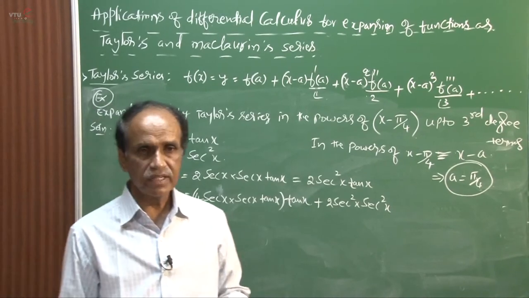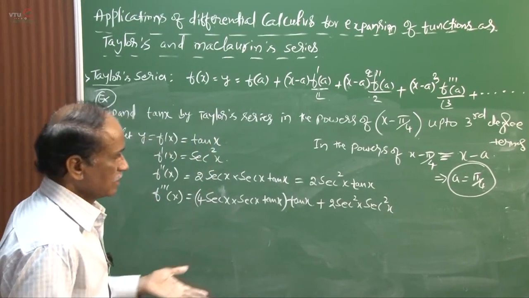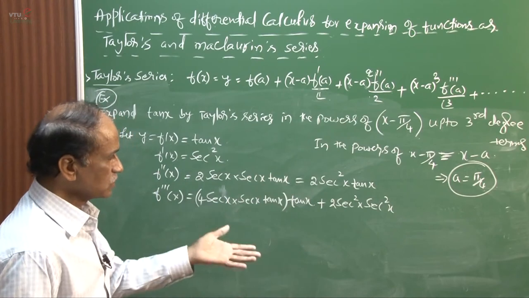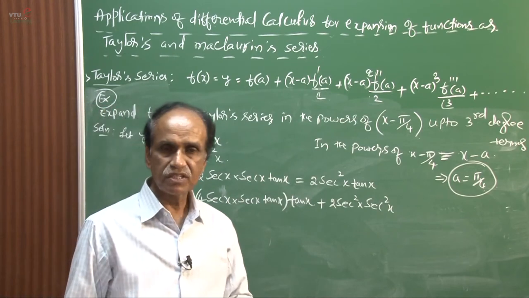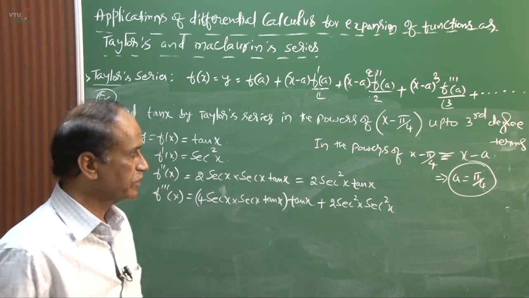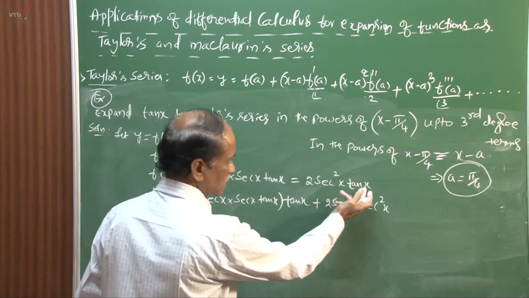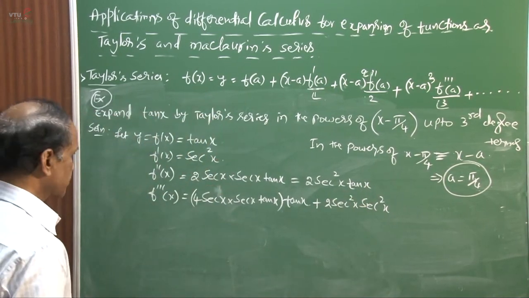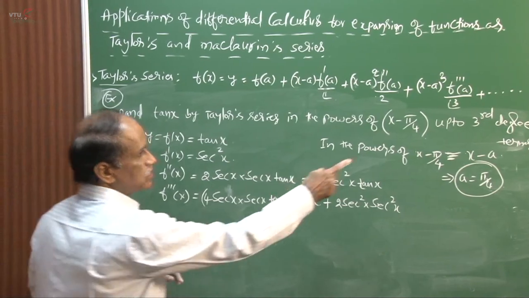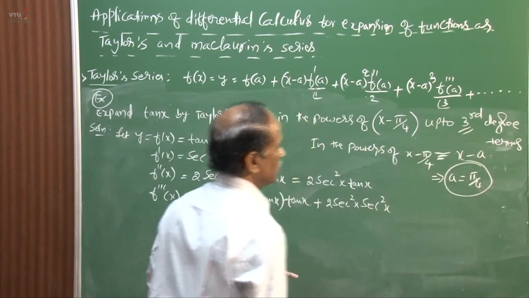You have to be more perfect in the list of differentials: secant x, tan x, sin x, cos x, cosecant x, log x, and then the exponential term. In all these cases, you have to be very perfect in writing all these differentials for trigonometric functions. These are the 3 derivatives, because it is asked up to the third order derivative.